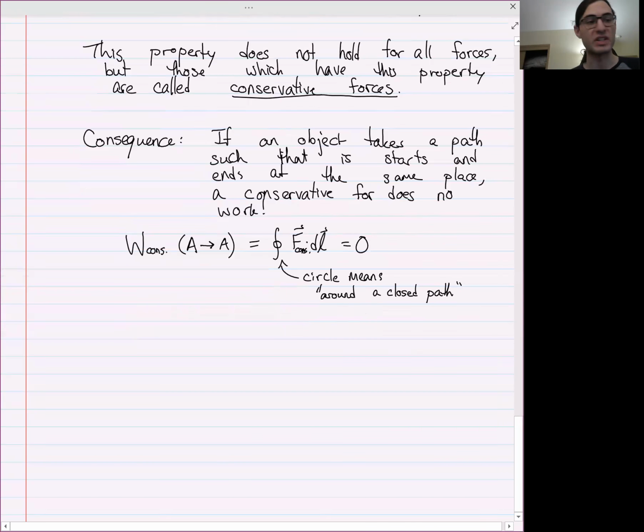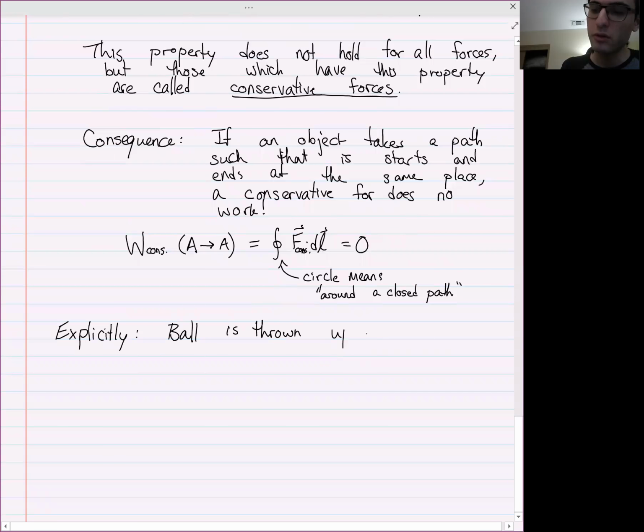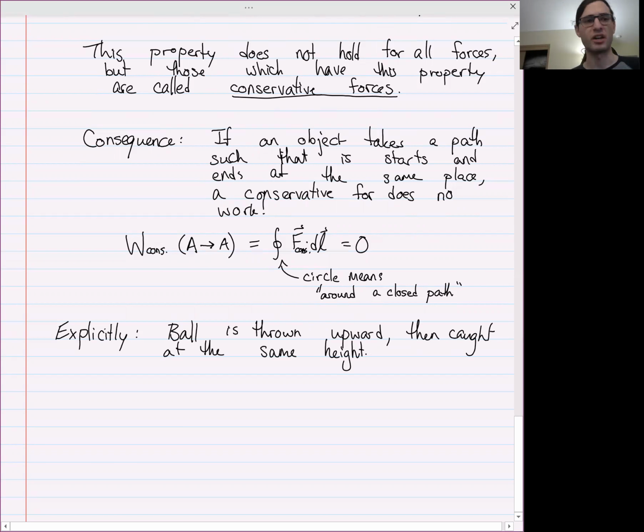So we can show this explicitly. I can prove this to you by doing an example. So a ball is thrown, let's just talk about gravity again. A ball is thrown upward, and then it's caught at the same height. Practically speaking, you won't actually have to do a lot of these complicated integrals, but you need to know the foundation, so then you can do the simpler ones. So how much work does gravity do?